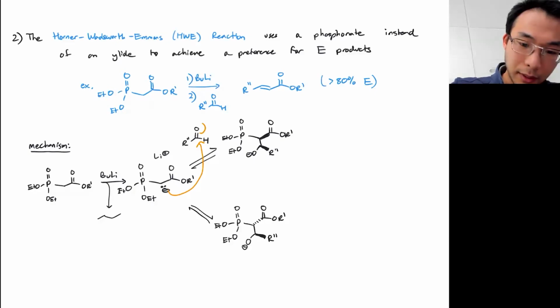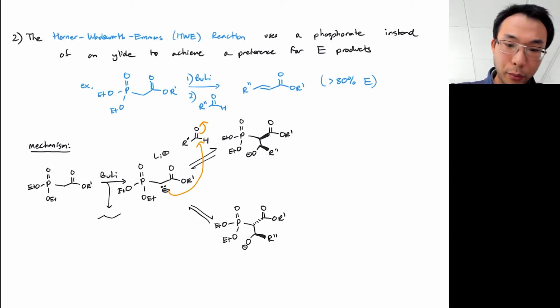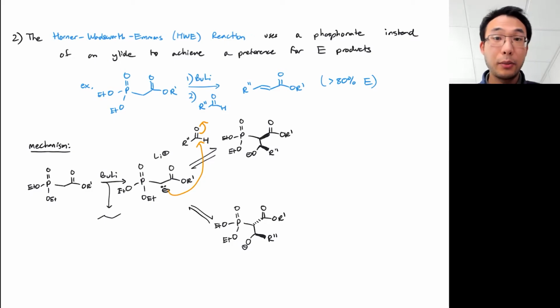In the next step, we're going to get addition to the carbonyl. So addition like so. However, we do not get the subsequent attack back of the carbonyl oxygen onto the phosphorus. We can rationalize that by noticing that this phosphorus is not positively charged, so it's going to be a little bit less electrophilic. And so what we get is actually an intermediate like so. So this is kind of an open chain rather than a four-membered ring.